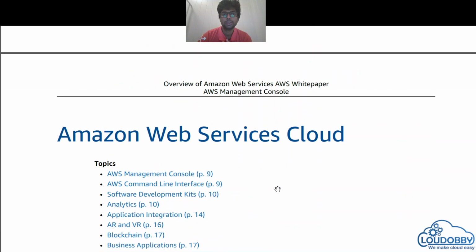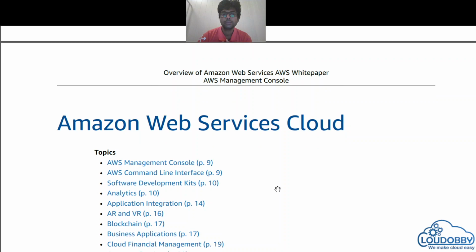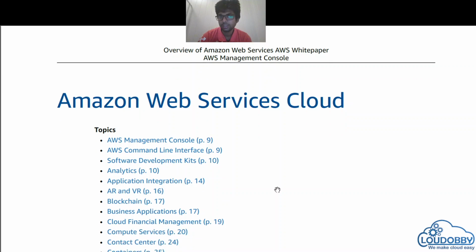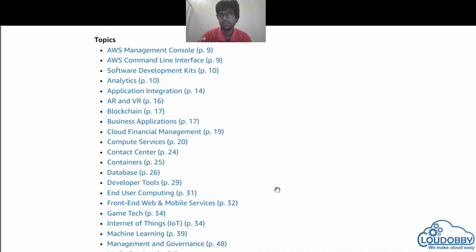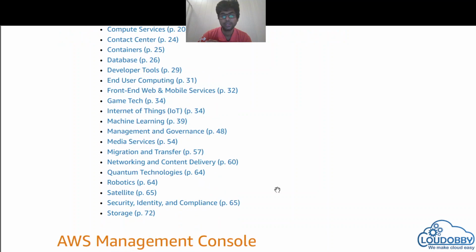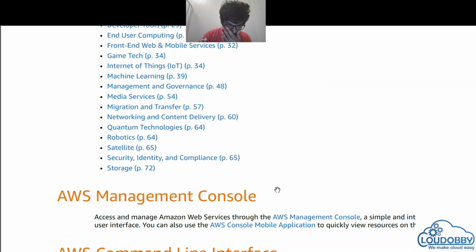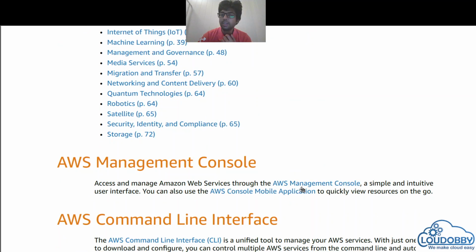Now let's move on to AWS Web Services. So AWS Management Console is nothing but a UI, user interface. AWS command line interface is nothing but the CLI. So these are the things we went through a little bit in our content. So I don't want to take much time. Let's go and see the AWS Management Console.